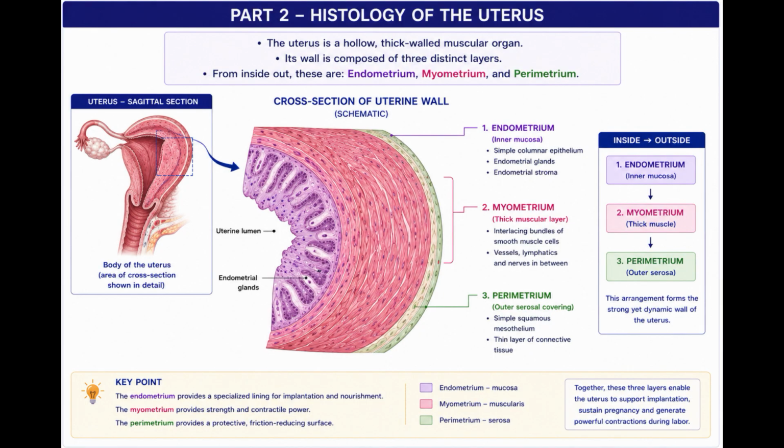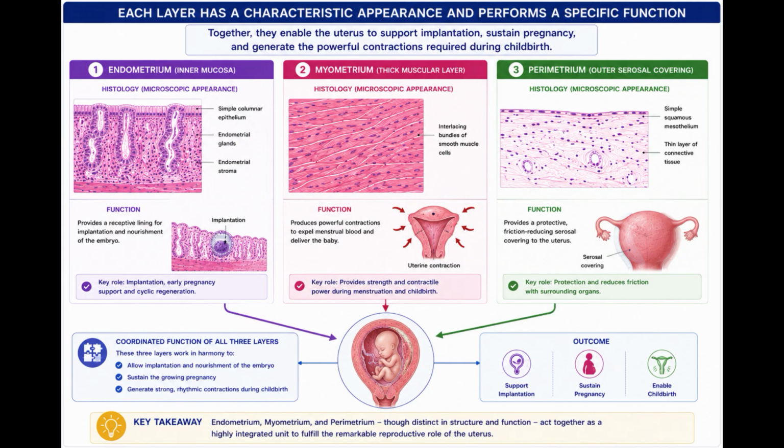The uterus is a hollow, thick-walled muscular organ whose wall is composed of three distinct layers. From inside out, these are the endometrium, the myometrium, and the perimetrium. Each layer has a characteristic microscopic appearance and performs a specific function. Together, they enable the uterus to support implantation, sustain pregnancy, and generate the powerful contractions required during childbirth.